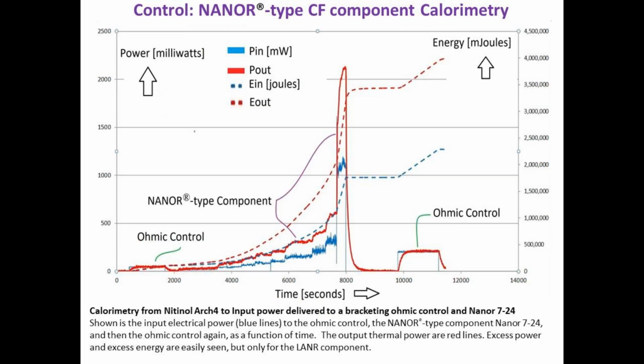This is our final control proving that the LANR type component works, and we can see again in a bracketed system where ohmic controls are on the left and right, but with some separation in time between their operation and the LANR type component. We can see that there is only excess heat for the LANR type component, and this is clearly corroborated by energy as well as output power.